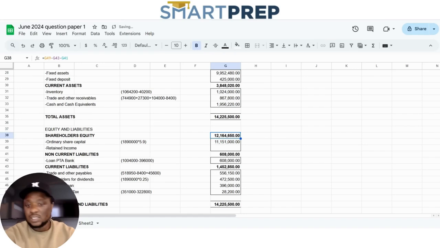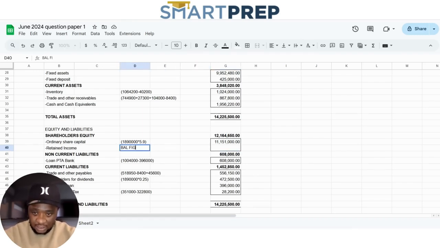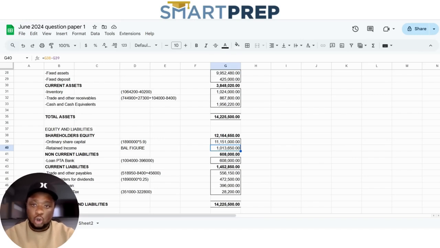And so that gives us a total of 12,164,650 in respect of ordinary shareholders' equity. All right. Cool. So now we can basically use the retained income as a balancing figure. So how we're going to do this, we're just going to say, well, 12 million minus the 11 million. And so that gives us just 1,013,650. And I think that pretty much concludes the statement of financial position.